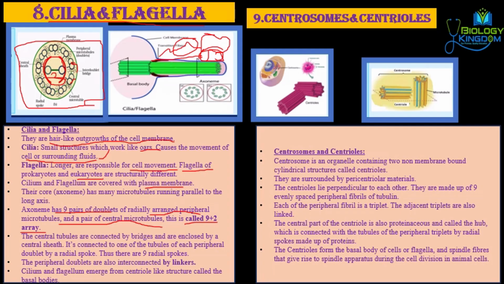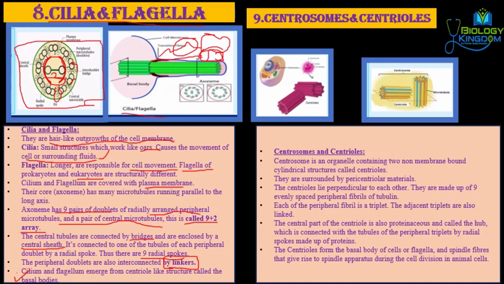So flagella are mostly found in this format of 9+2 array. Here the central tubules are connected by bridges and enclosed by a central sheath, and they have 9 radial spokes and the peripheral doublets. If you observe, there are 9 doublets here. These doublets are linked to each other within the circle with the help of linkers. Basically, the main function of cilium and flagellum is to help in the motility, the movement of the bacteria.